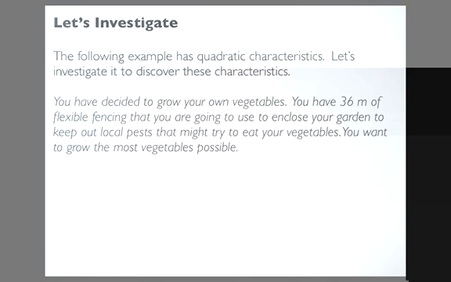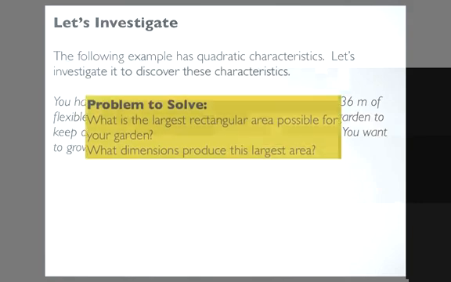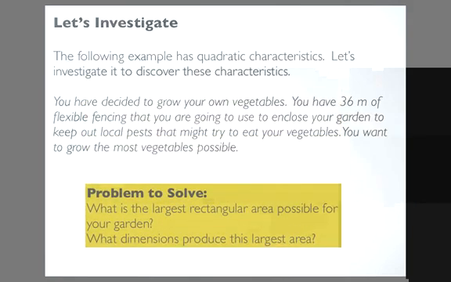Here's the situation. You have decided to grow your own vegetables. You have 36 meters of flexible fencing that you are going to use to enclose your garden to keep out local pests that might try to eat your vegetables. You want to grow the most vegetables possible. Here's your problem to solve. What is the largest rectangular area possible for your garden? What dimensions produce this largest area?